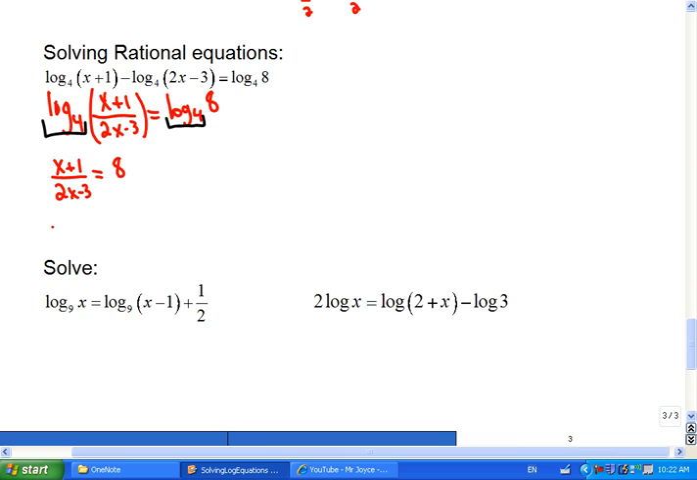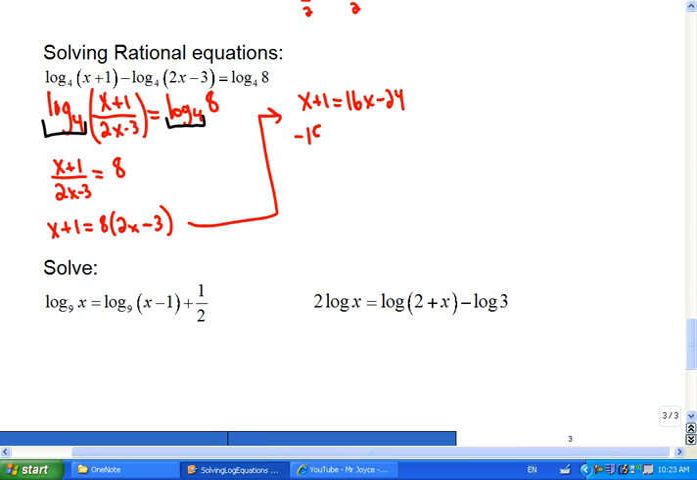So I can cross multiply here. x plus 1 will be 8 times 2x minus 3. So we'll have to keep working up here. x plus 1 equals 16x minus 24. And if I combine my like terms, negative 15x equals negative 25. So x is negative 25 over negative 15, and we probably reduce that to 5/3.